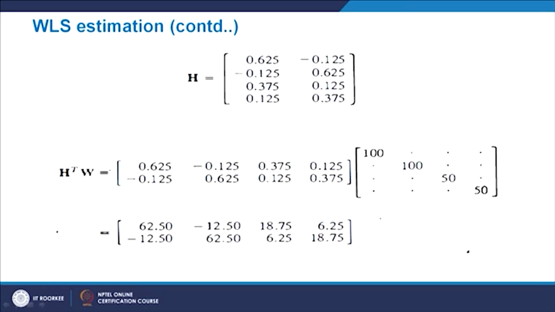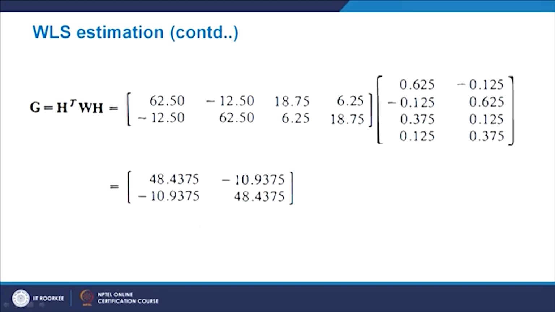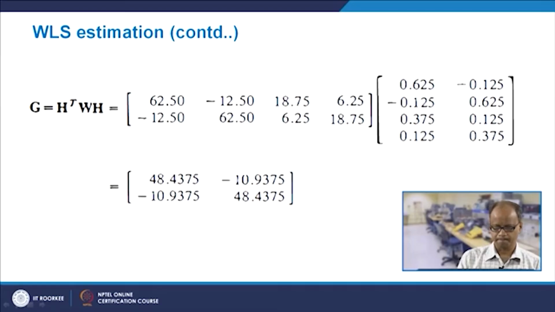After H transpose W, we calculate the G matrix, the gain matrix. G is H transpose W into H. So, this is H transpose W into H, and it is a 2 cross 2 matrix.